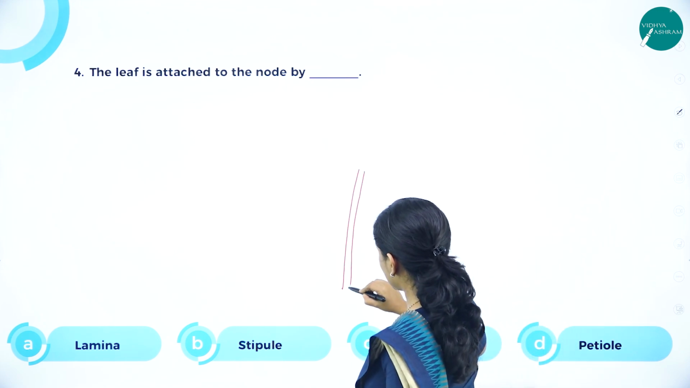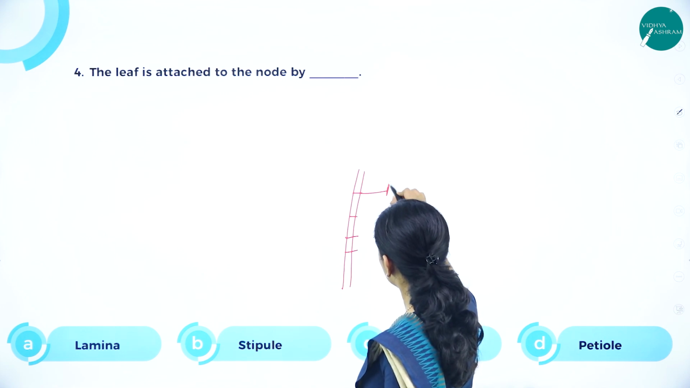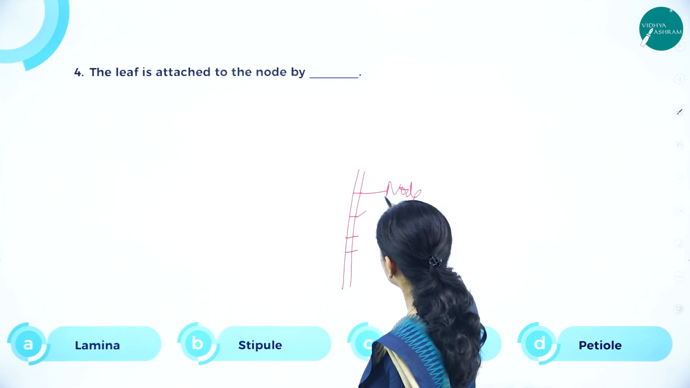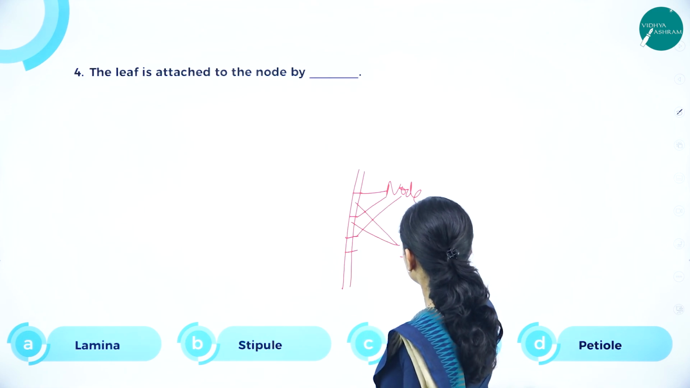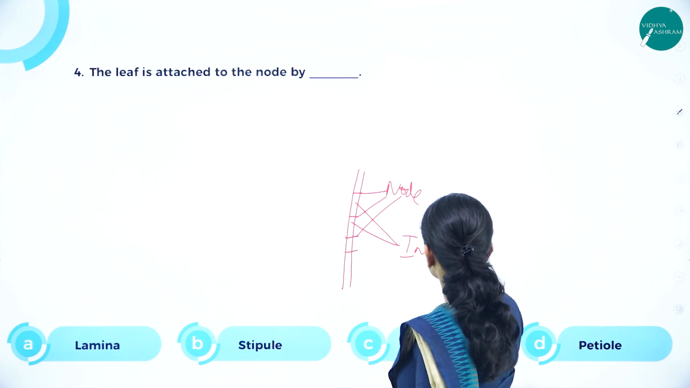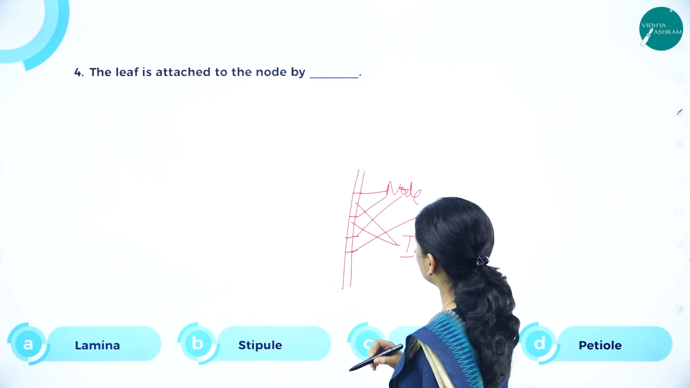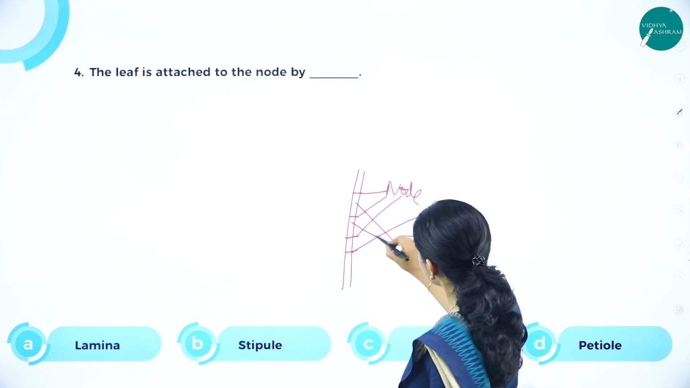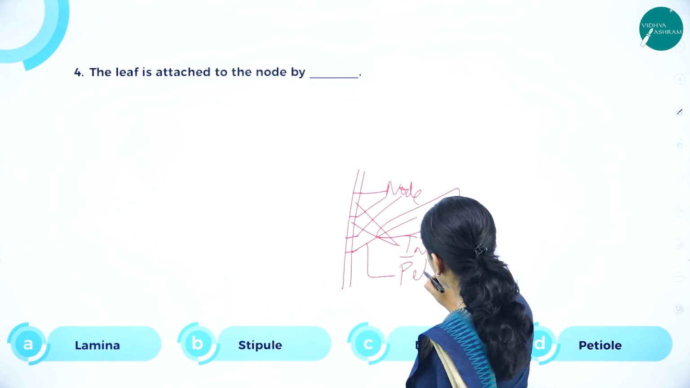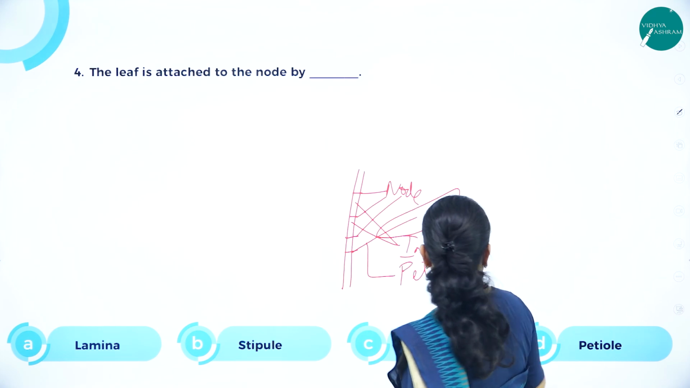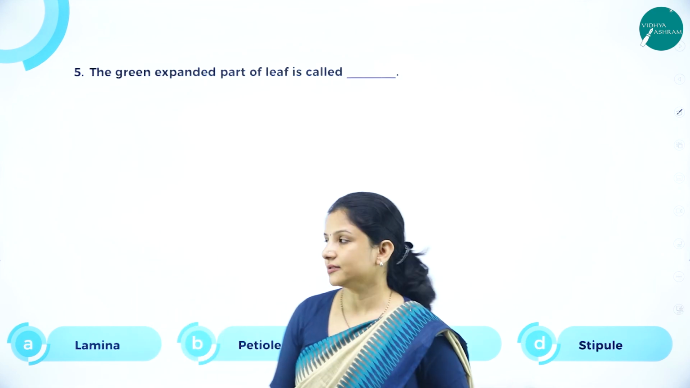So if this is the stem, and the stem has nodes and internodes, this is the node. This is also a node. In between the nodes we have the internodes. Leaf arises from the nodal region, say for example here, and the leaf is attached to the node. This leaf is attached to the node by petiole. Therefore, the right answer here is option D, petiole. Petiole is the right answer.